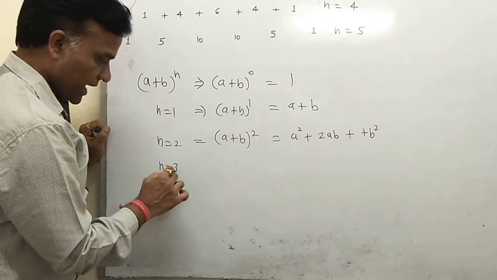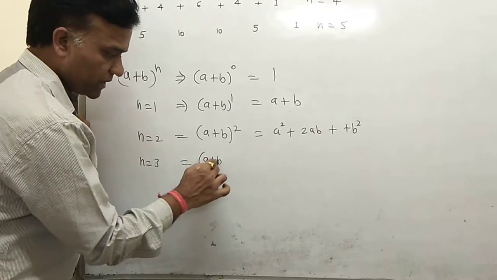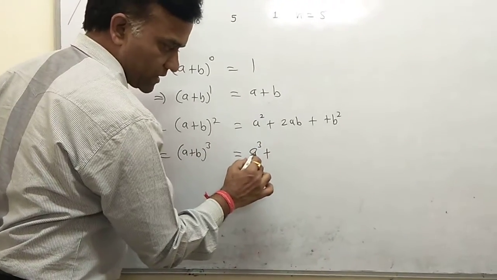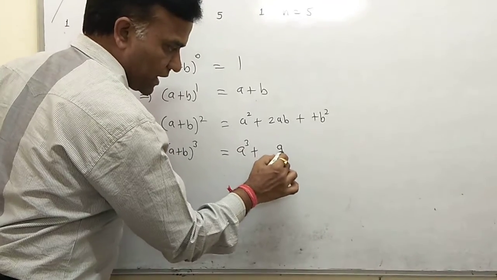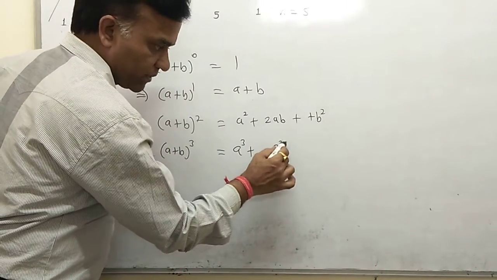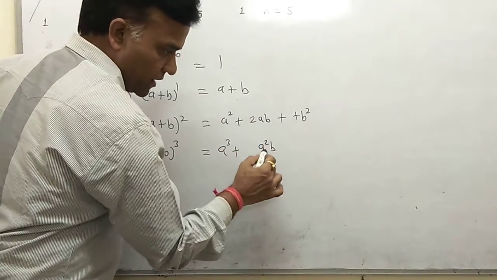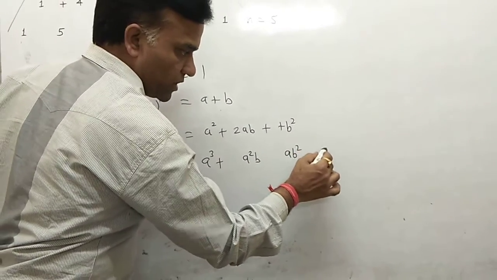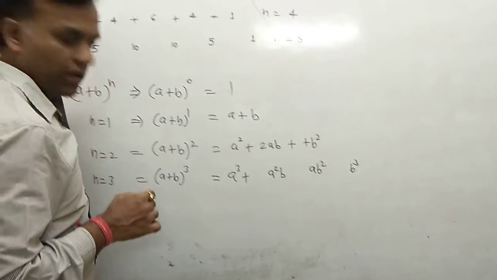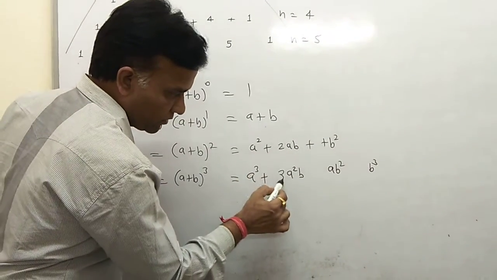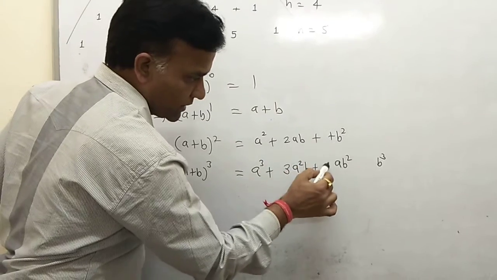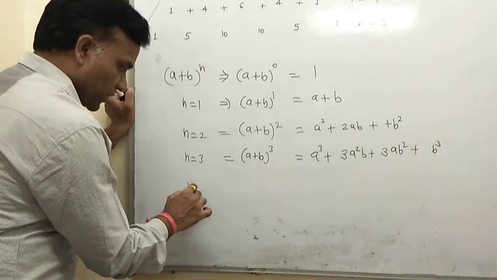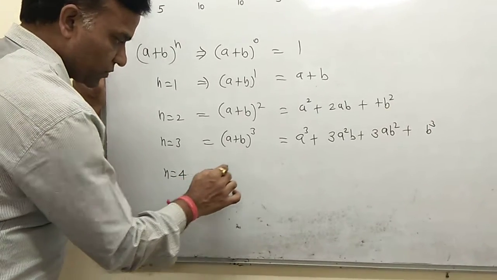Similarly, for n equal to 3, the concept is (a plus b) whole cube. So a cube first. Now the power is reduced, so the next term is a square, and one term comes in the second, so you write a square b, then a b square, and now a to the power 0, so b cube. So 1 plus 2, you write 3 here, and 2 plus 1, you write 3 here, and so on.